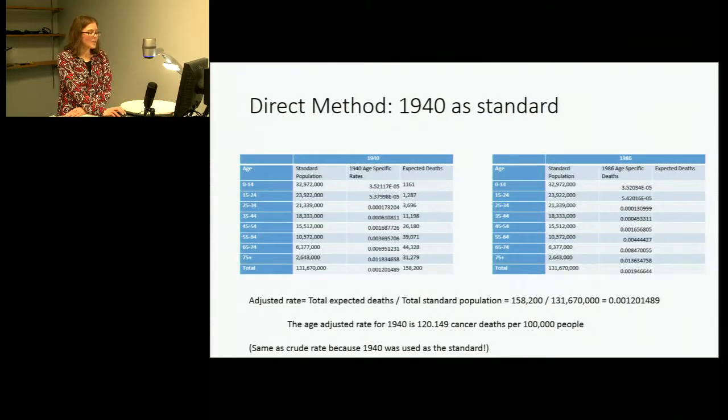Right? So when we do the adjusted rate, we take the total number of expected deaths and divide it by the total population size. But since these are the same as what was actually observed, our adjusted rate is exactly the same as our crude death rate was: 120.149 cancer deaths per 100,000 people.